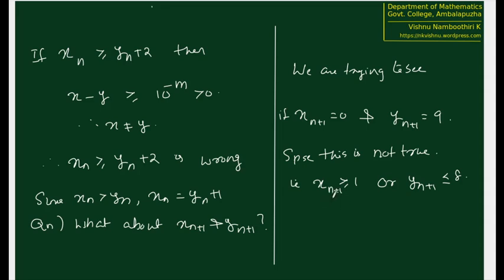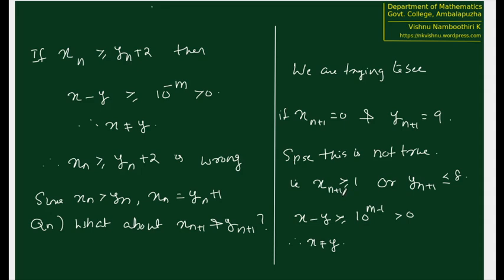Therefore, if you go back to our actual case, you can see here that if we choose like this, that is xn plus 1 greater than or equal to 1 or yn plus 1 less than or equal to 8, we will get that the difference between x minus y in this case is going to be greater than or equal to 10 raised to m minus 1. Therefore, this is greater than 0. Therefore, x is not equal to y. So there is only one possibility, that xn plus 1 greater than or equal to 1 or yn plus 1 less than or equal to 8 is not possible.